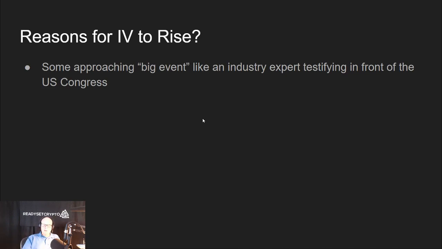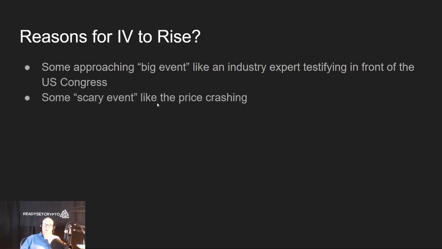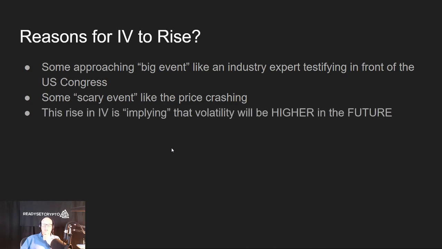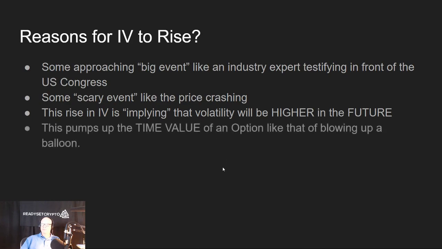Now, what are some reasons why we could think this would happen in crypto? Maybe a halvening event. It could be. Some scary event like the price crashing. If there is a scary event like the price crashing, then implied volatility will rise. The rise in implied volatility is, and I hate to define something with its own word, but it's implying, it's inferring that volatility will be higher in the future if there is a rise. And this pumps up the time value of an option like blowing up a balloon.